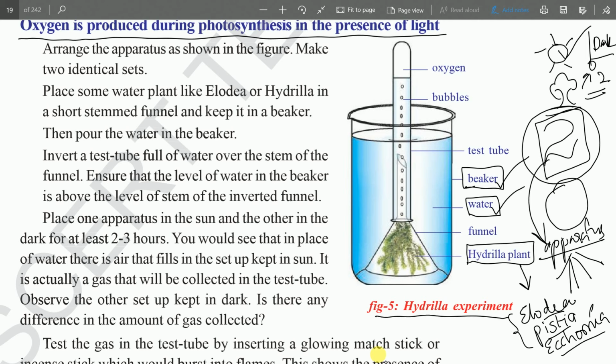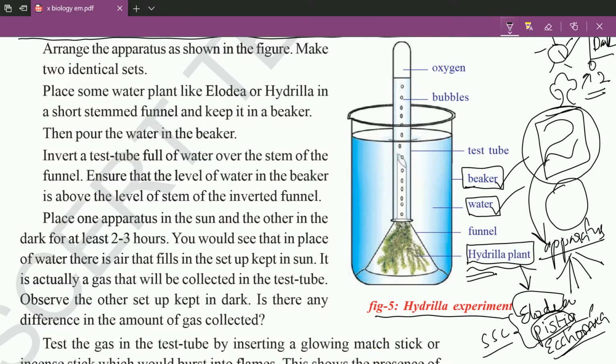These plants we can use. In one SSC exam they asked whether we can replace the hydrilla plant with any other plant. Yes, we can replace. If hydrilla plants are not there, we can replace with elodea or pistia or eichhornia. And then what we need to do is, twigs will be there.